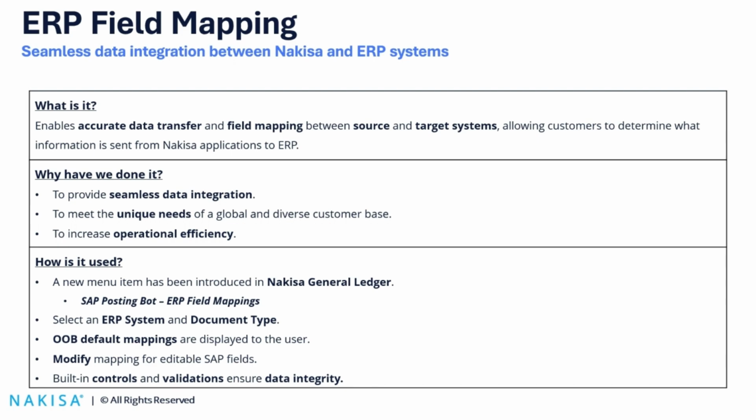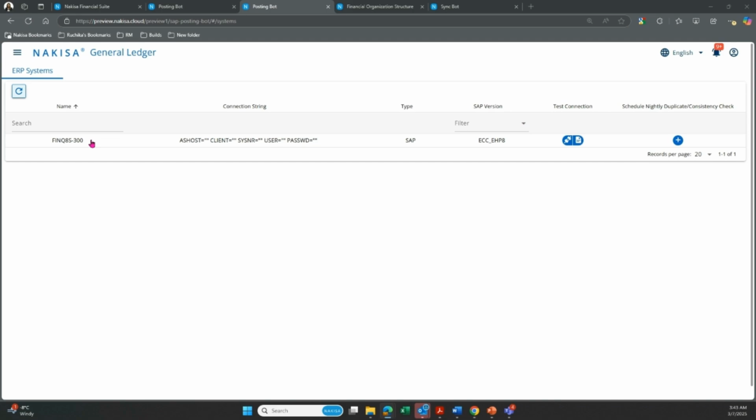This particularly is very useful when integrating with complex ERP structures such as SAP, where you have different data format structures that may differ as well. The enhancement reduces the need for manual intervention and reconciliation, as Nakisa ensures integrity of data during the export and synchronization of processes. So let's see how we can use this feature under Nakisa General Ledger.